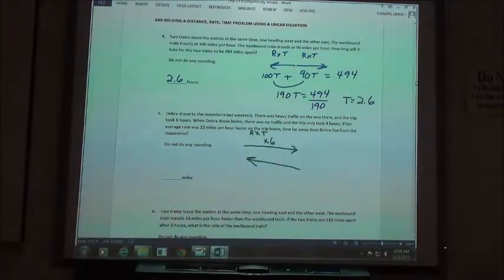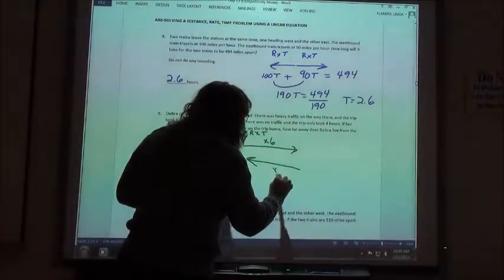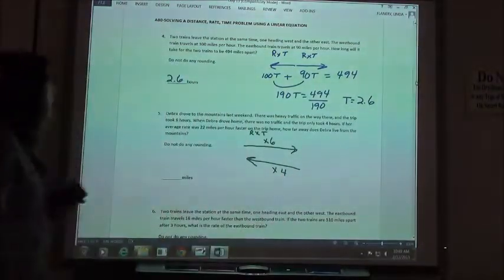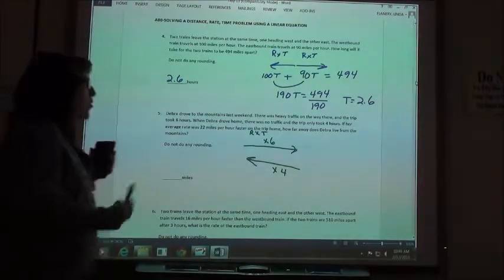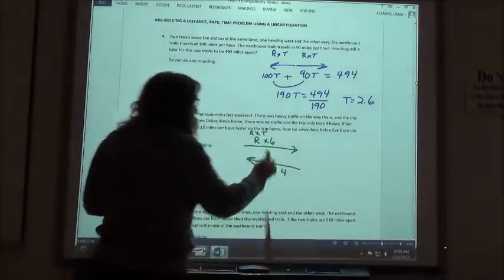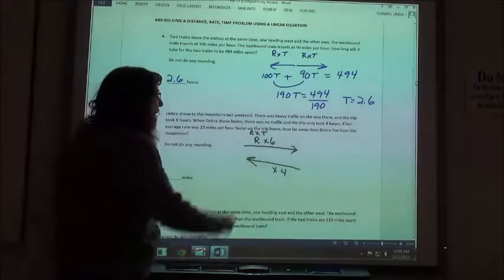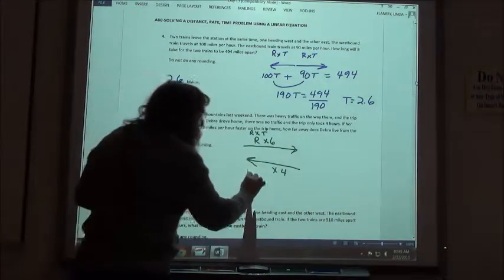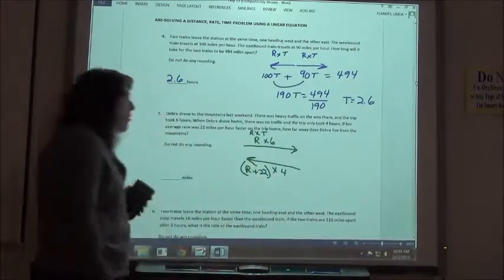When Deborah drove home, there was no traffic. It only took her 4 hours. So the time on the way home is 4 hours. Her average rate was 22 miles an hour faster on the trip home. We don't know what the rate was on the way there, so we're just going to leave it as R. But we do know on the way home she went 22 miles an hour faster than what she did here. So R plus 22 would be her rate on the way home.